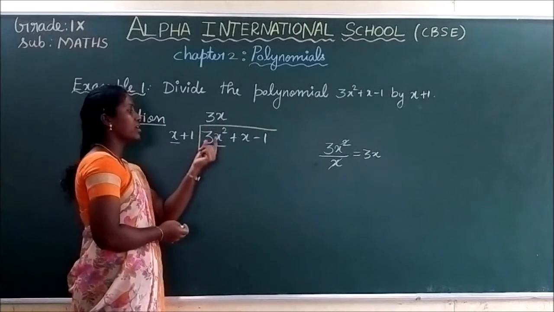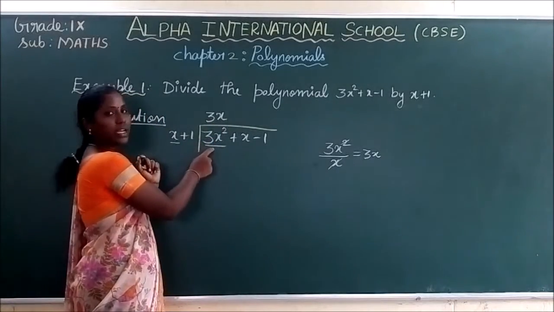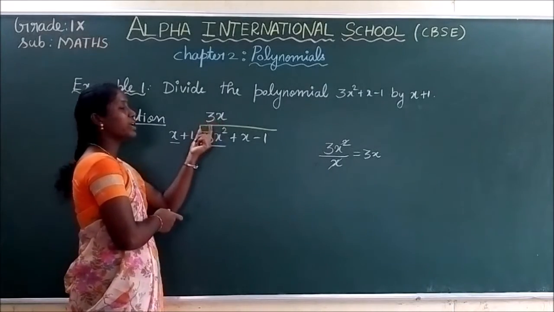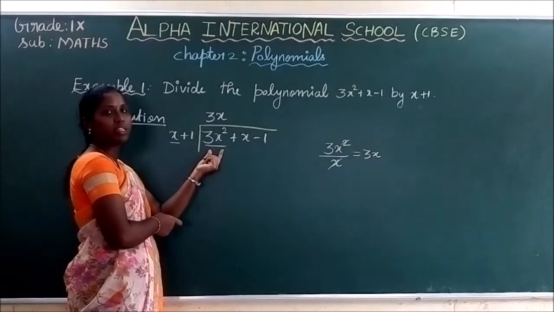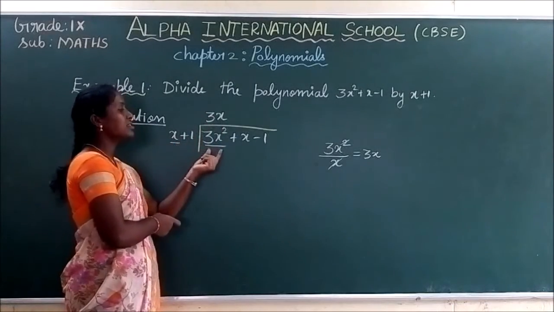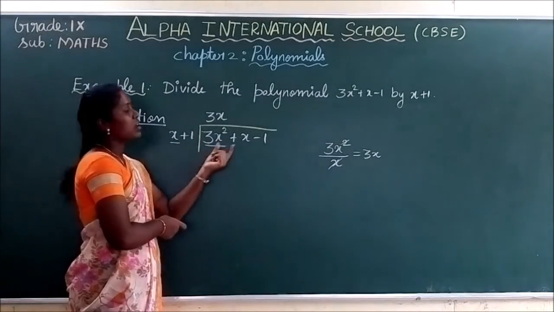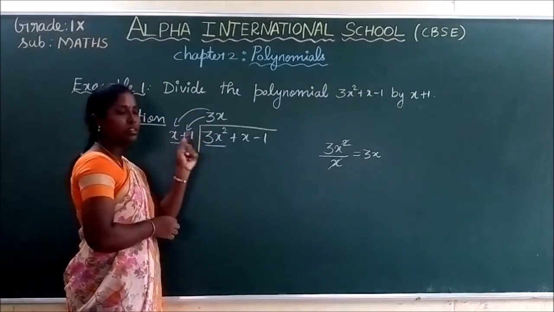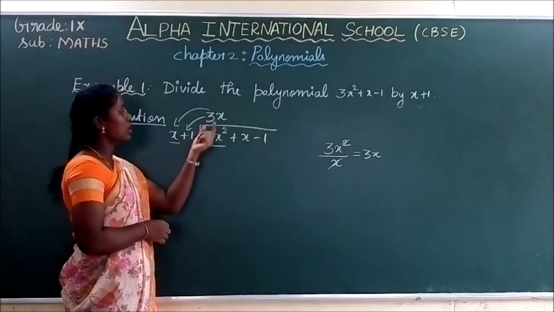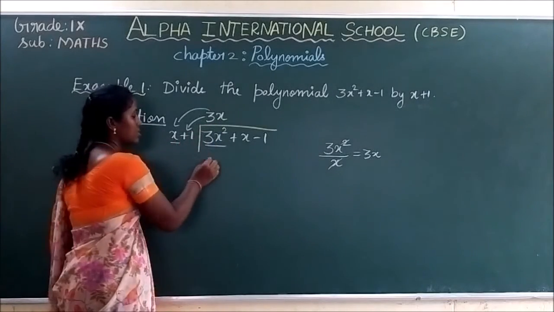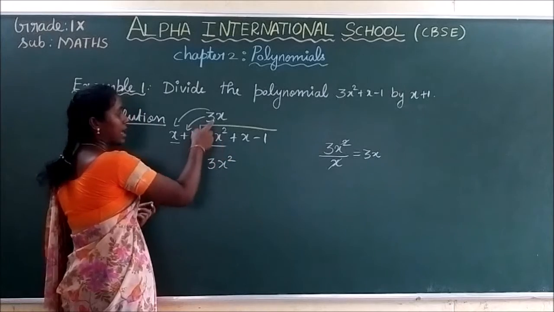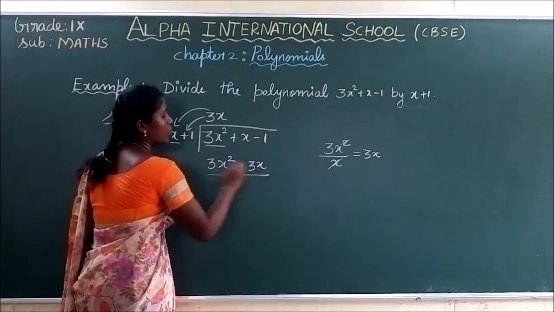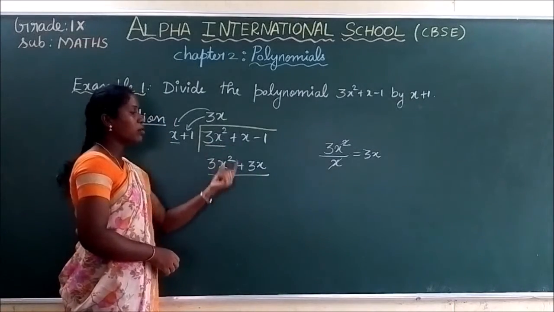This is the method to find the term of the quotient. Otherwise, if you know directly: here there is x, and I want to get 3x square. Which number or variable should be multiplied with x to get 3x square? 3x into x is 3x square. Now you have to multiply the term of the quotient with both terms of the divisor. 3x into x is 3x square, and 3x into plus 1 is plus 3x. We got the two terms. Now you have to simplify this.